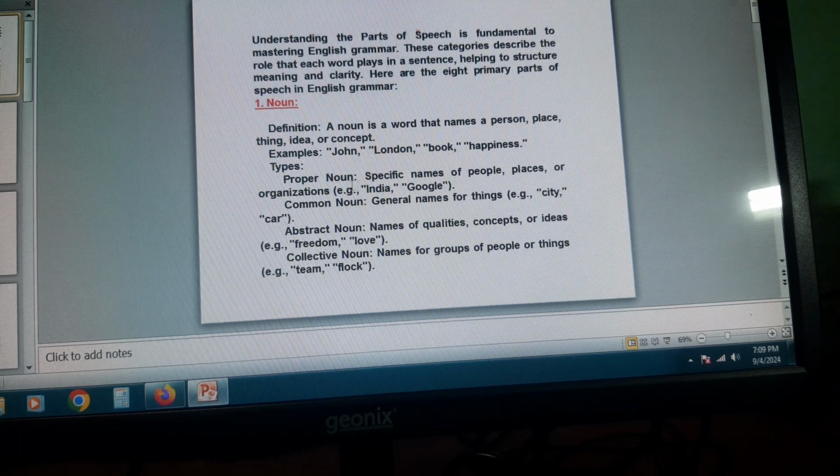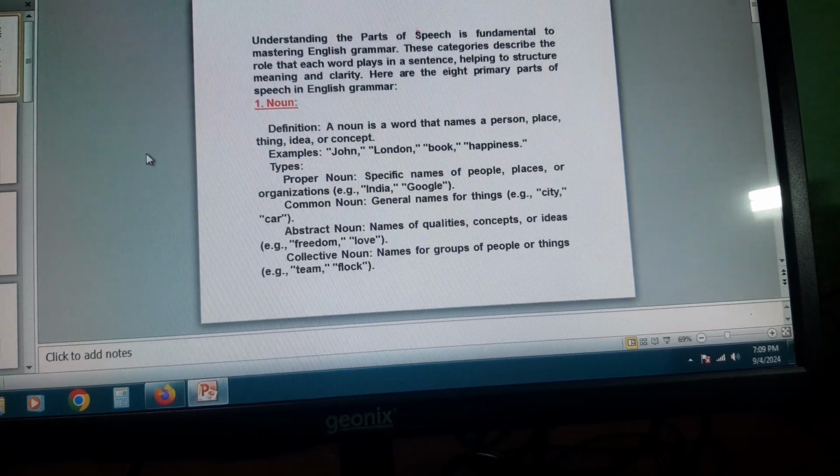Types: proper noun, specific names of people, places, or organizations, for example, India, Google. Common noun, general names for things, city, car. Abstract noun, names of qualities, concepts or ideas, freedom, love. Collective noun, names for groups of people or things, team or flock.